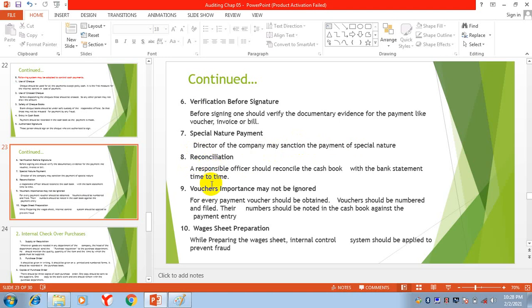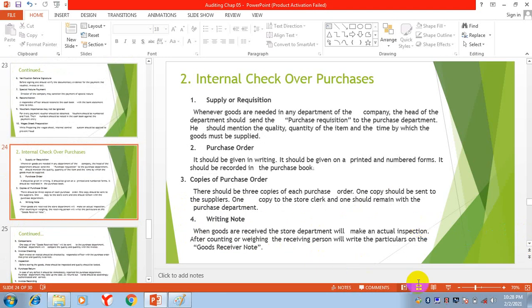Reconciliation: there should be proper reconciliation of cash book and bank statement. Voucher importance: for every payment, a voucher is important, so you should check the vouchers and enter the numbers serially. Wages sheet preparation: whenever a wages sheet is prepared, keep in mind that you will apply the internal control system, so the chance of errors and frauds will be less.